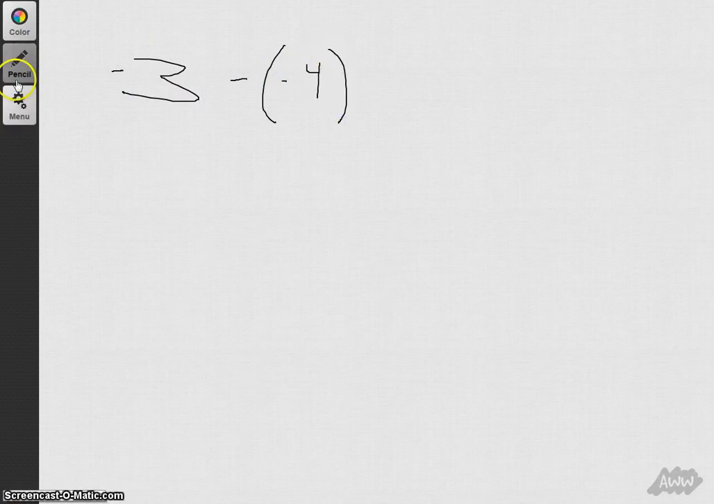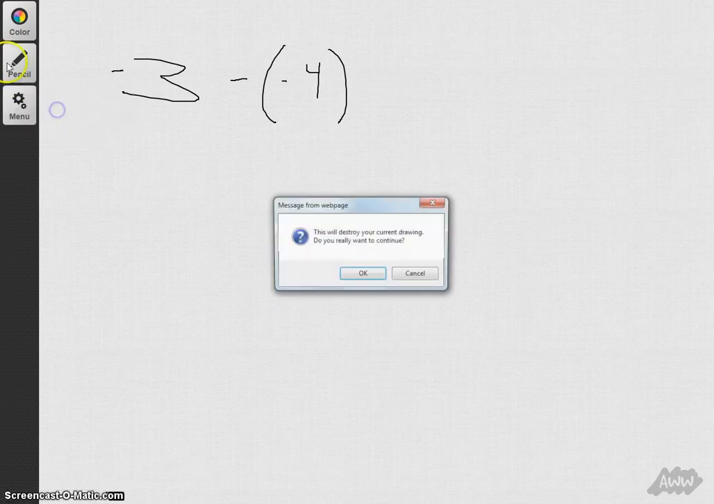Hold up, I'm going to change that. I don't like the pencil size. Clear. Yes, thank you. Pencil.